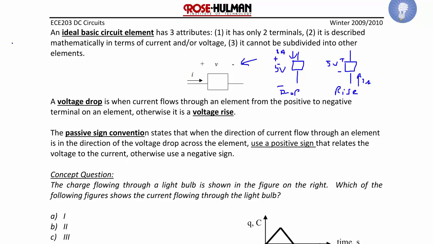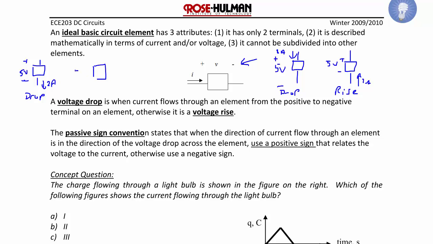There are 2 more examples. This is also considered to be a voltage drop. If I have a 5-volt element and the current arrow is drawn down here as 2 amps, that's still a voltage drop because the current came from the positive to the negative. It had to come from somewhere.